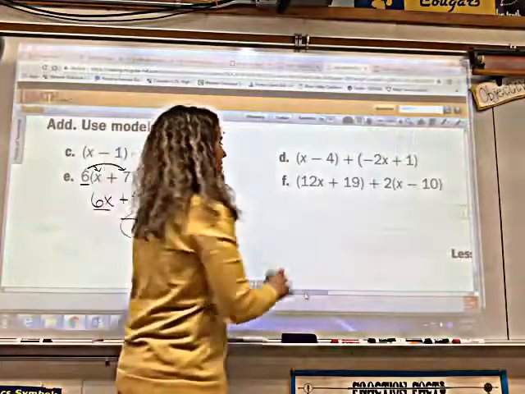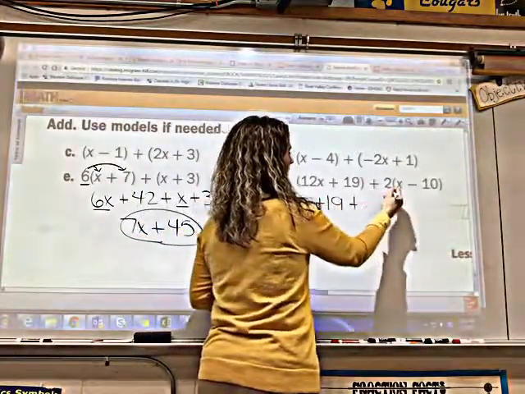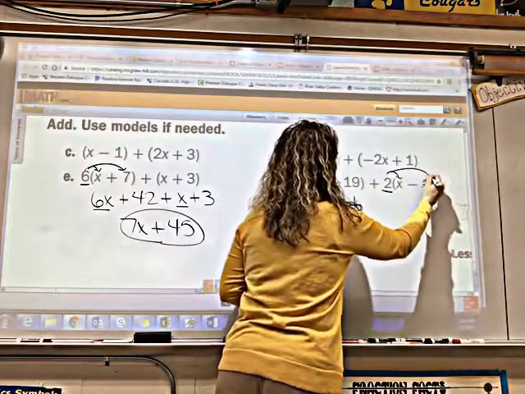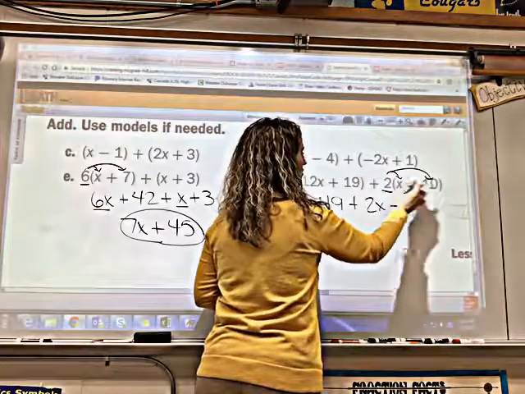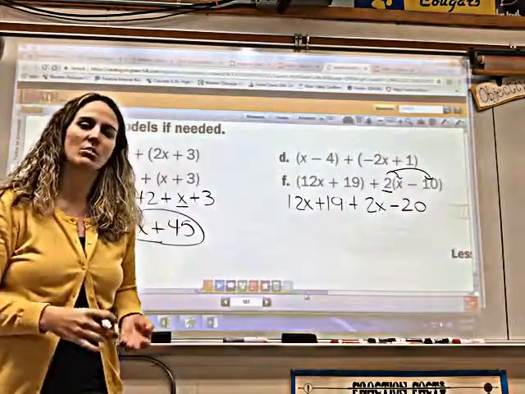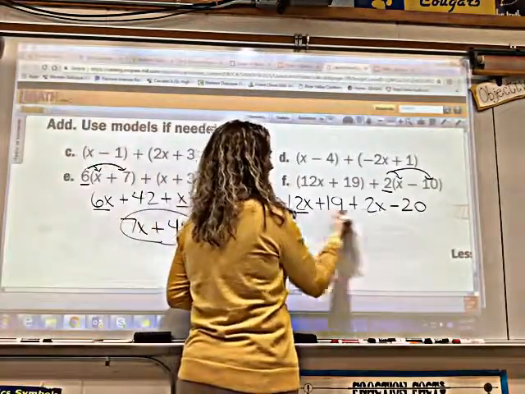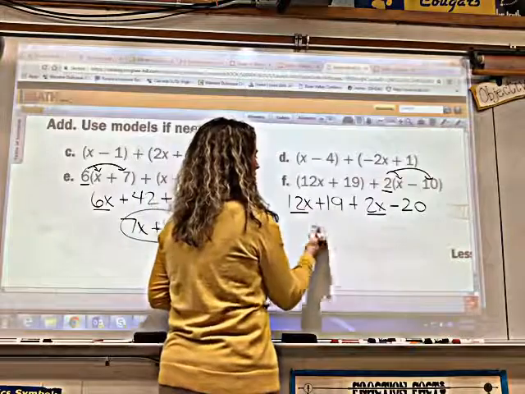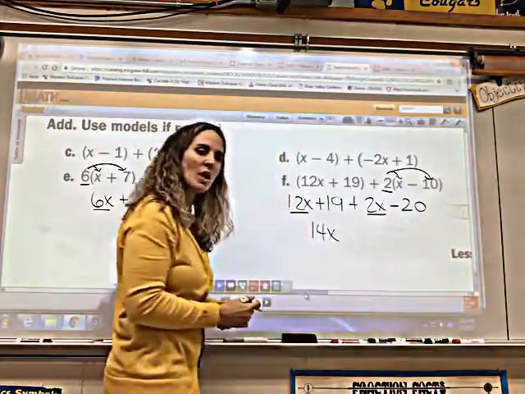Let's take a look at this one. We have 12x plus 19 plus, again using my distributive property, 2 times x is 2x minus 2 times 10 is 20. Be careful with your subtraction signs because those do represent negatives. Now I'm going to combine my like terms. 12 plus 2 would give me 14x. And then 19 minus 20.